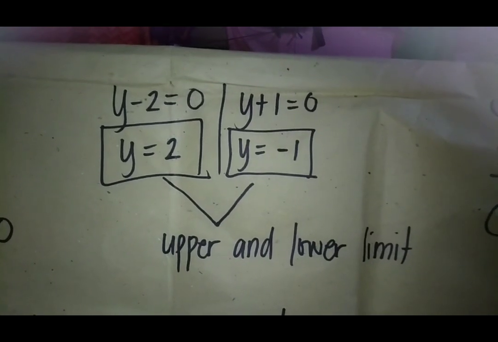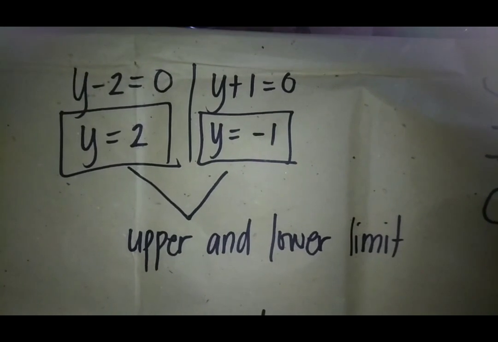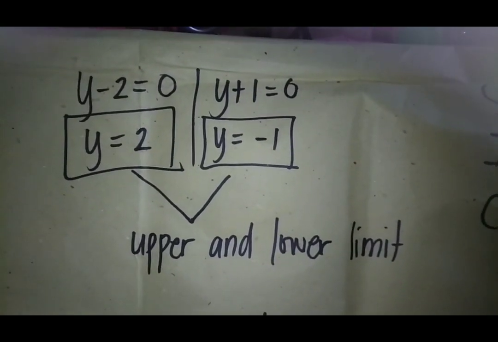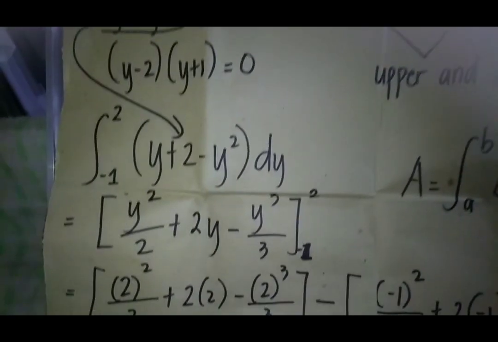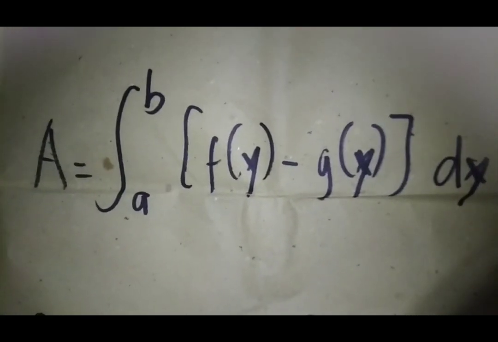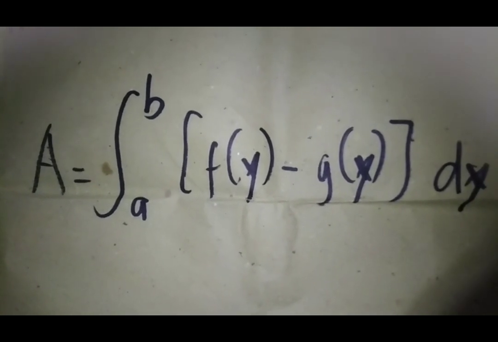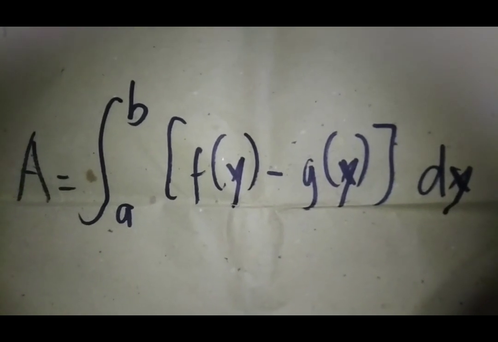So we have the values of our y variables. We have the upper limit and the lower limit. Our lower limit is negative 1 and our upper limit is positive 2. And then we integrate. So using that, we will integrate the definite integral from negative 1 to 2 of y plus 2 minus y squared dy. We will use this formula. To find the area between the curves and the line, we have to use this formula: the area is equal to the definite integral from a to b of f of y minus g of y dy.